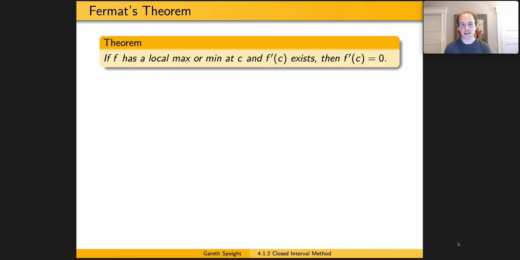Okay, and here's a theorem that's called Fermat's theorem. It says that if f has a local max or a local min at c, and f prime of c exists, then the derivative at c must be 0. So if the derivative exists at a local max or local min, then the derivative must be equal to 0.